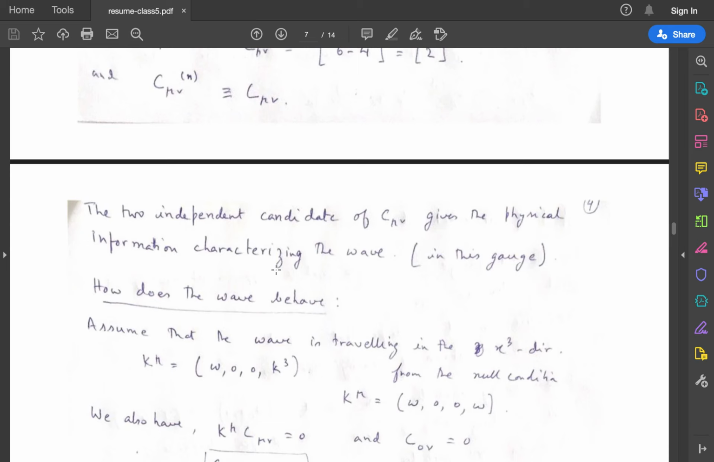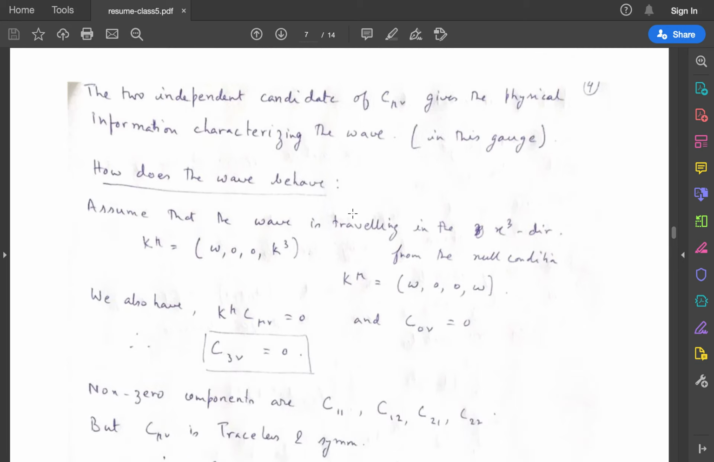Welcome back, students. So how does the wave behave? We have found out how the solution will look, because we have got all these c mu nu's, but let us explicitly see how the wave behaves. Let us assume that this wave is traveling in the x3 direction, that is, the z direction. Therefore the wave vector takes this form: omega 0 0 k3, where k3 is the wave vector corresponding to the z direction. But from the null condition, we can write k mu also to be equal to omega 0 0 omega. If I know one omega, I also know this, the wave vector for the z direction.